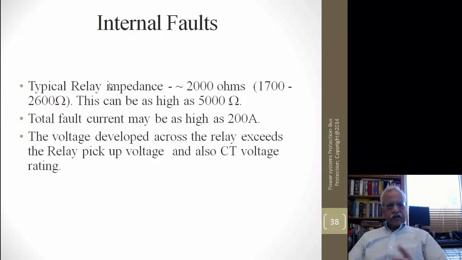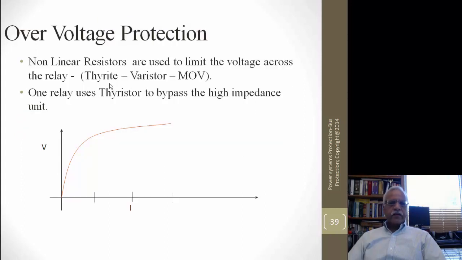Okay, and the typical relay impedance is about 2000 ohms, and this can be as high as 5000 ohms. Total fault current might be as high as 200 amps. The voltage developed across the relay exceeds the relay pickup voltage and also the CT voltage rating. So now, for an internal fault, it develops such a high voltage because suppose you have 2000 ohms and you're pushing about 200 amps, that would be about 400,000 volts, right? Which is very high. It won't develop that much because the CT saturates, but you get very high peaks of voltage.